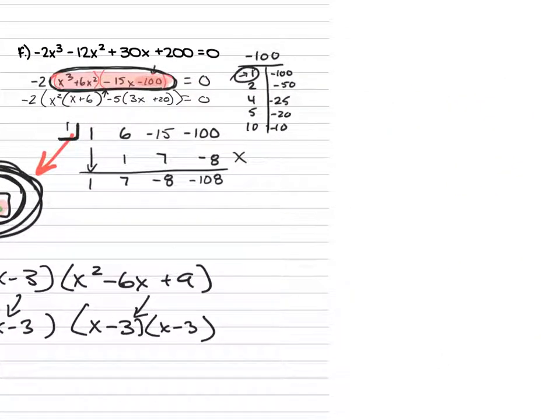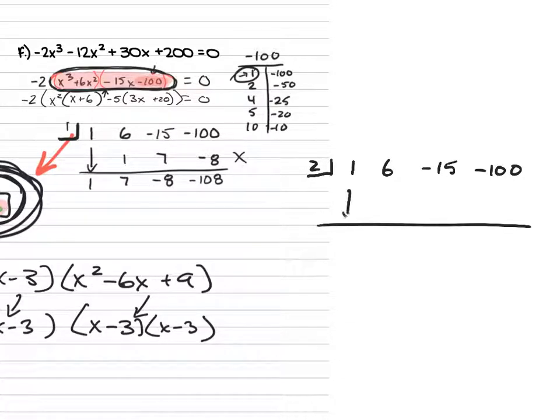So I'm going to use, again, 1, 6, negative 15, negative 100. Guess which number I'm going to check next? 2. And again, I'm just going to try to not spend too much time on this. Bring this down. 1, 2 times 1 is 2. 6 and 2 is 8. 2 times 8 is 16. That gives me 1. And 2 times 1 is 2. This is negative 98. Is 2 a factor? No.